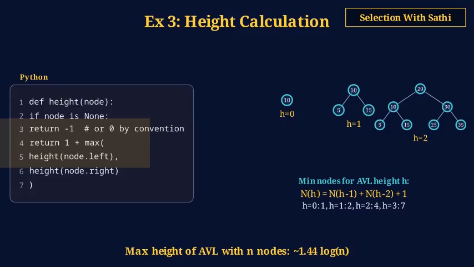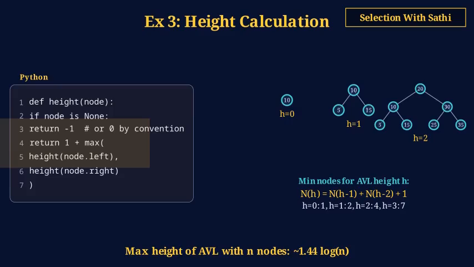For height h, the formula is n of h equals 1 plus n of h minus 1 plus n of h minus 2. This is because one subtree has height h minus 1 and the other has height h minus 2. This recurrence is very similar to Fibonacci numbers.